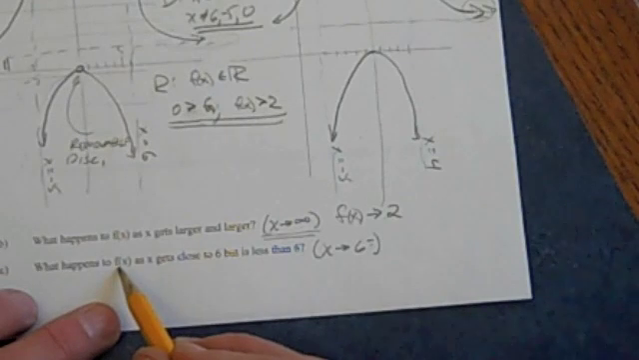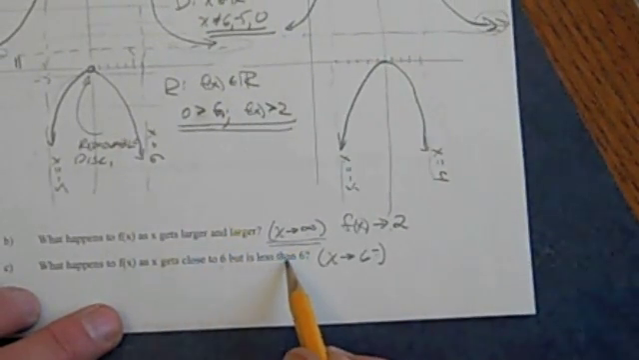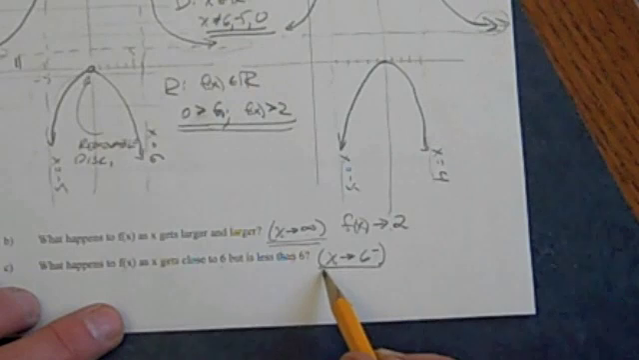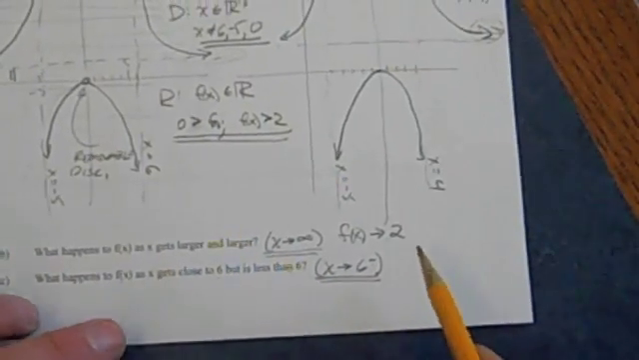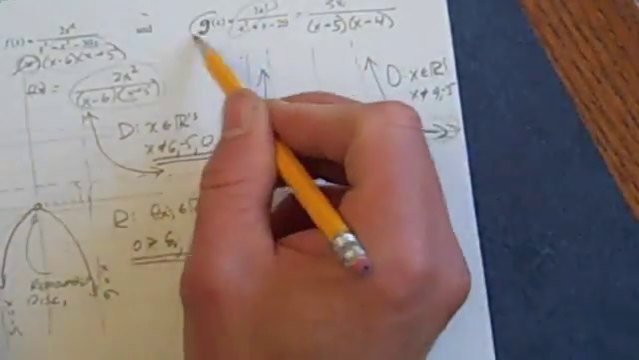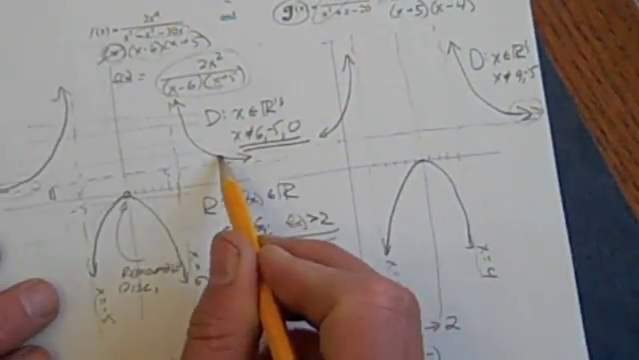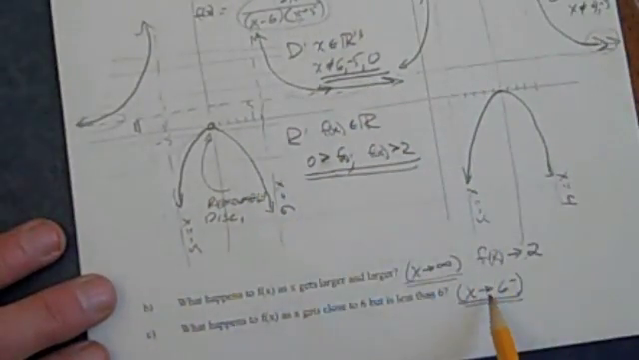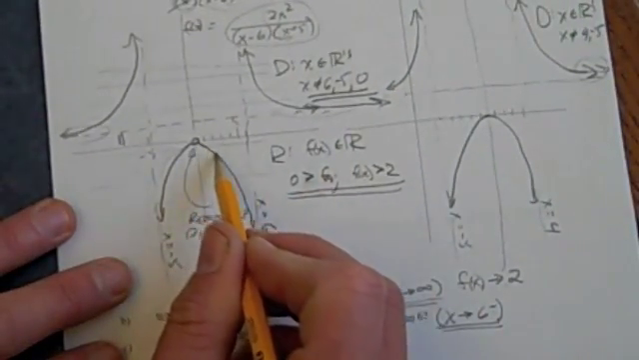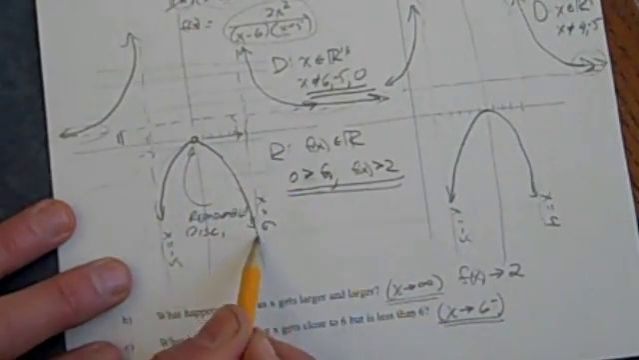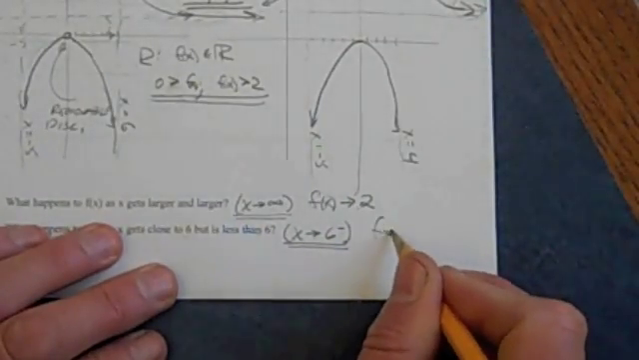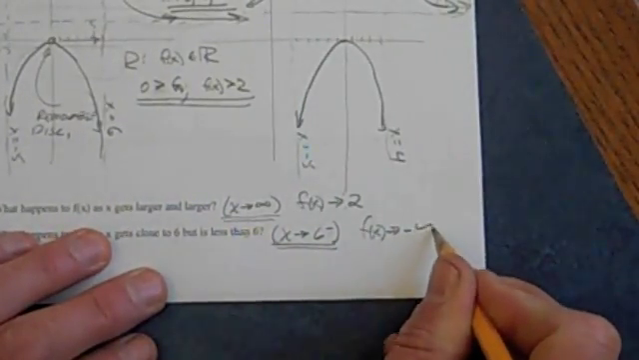But what happens to f of x as x gets closer and closer to 6, but is less than 6? The way we do this mathematically is we say x tends to 6 from the left. So again, oops, I circled the wrong function after telling you it's not g of x. It's this one that it's approaching 2 out here. But as x gets closer and closer to 6 from the left, that's right here. As x values get closer and closer to this asymptote, you can see it tends towards negative infinity. So f of x, we'll say, approaches negative infinity.